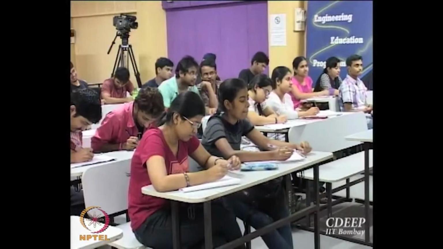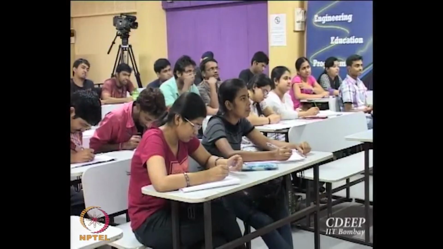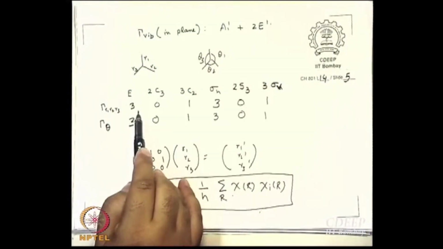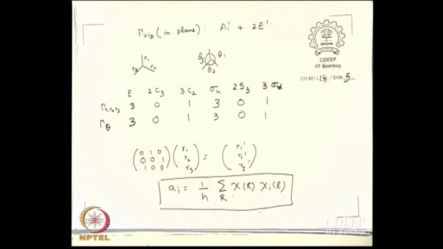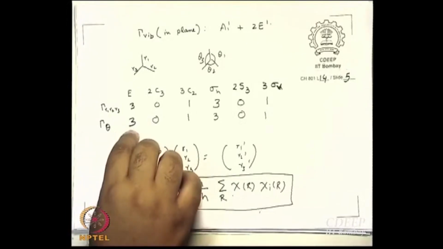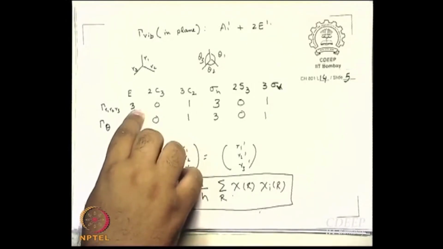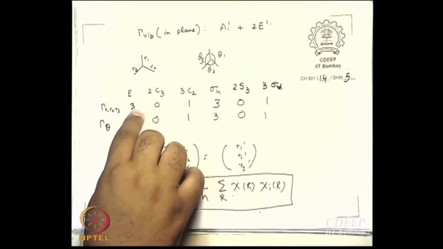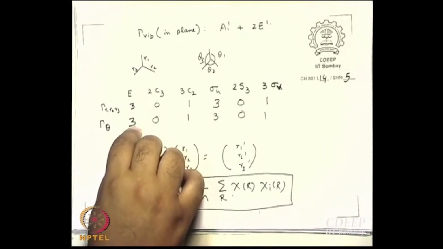You can do it, but even before you do it, do you anticipate a problem? I anticipate a problem. What is the problem? See, what is this? Character of E, right? What is the character of E? If you remember, character of E is equal to the dimensionality. This also is dimensionality. So, when you break this down, you should get either 3 one-dimensional representations or one one-dimensional representation plus one two-dimensional representation. Same here.